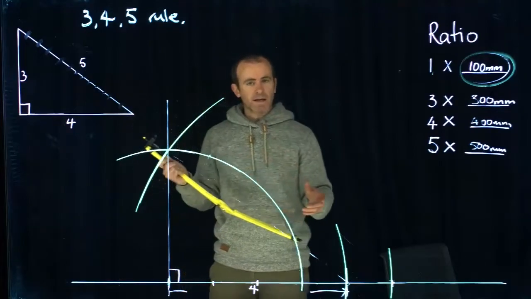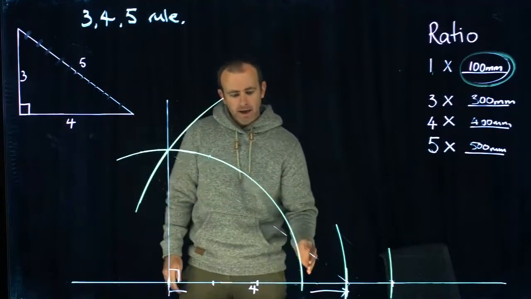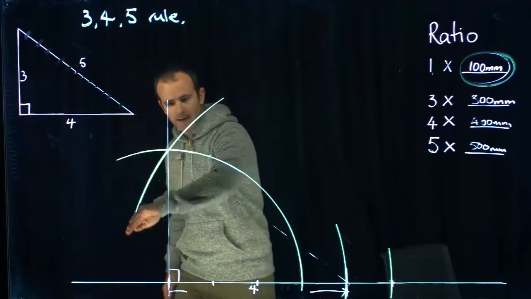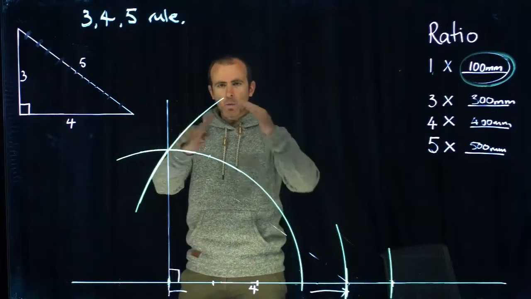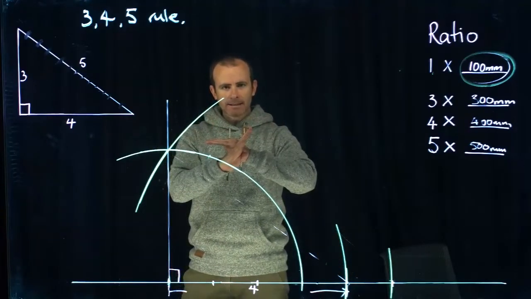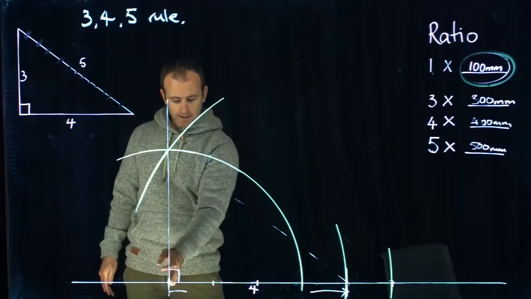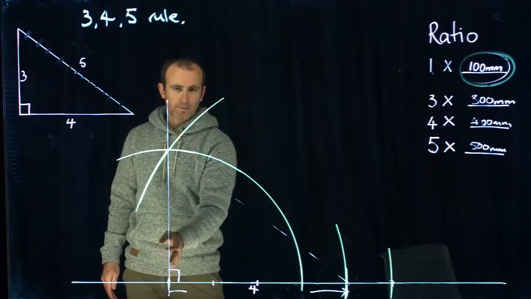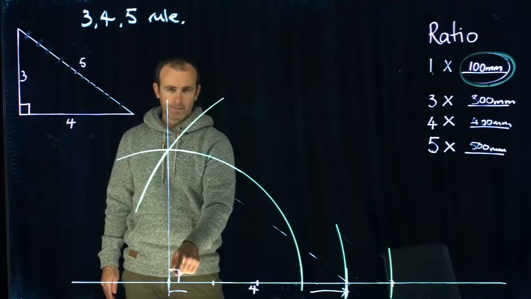Cool. So that's what swinging an arc is. Now, what I have done is I've created an arc on my 3 portions. I've created an arc for my 5 portion length. And where they intersect is where I can draw my line to create my right angle corner. My square corner, my 90-degree corner right here.